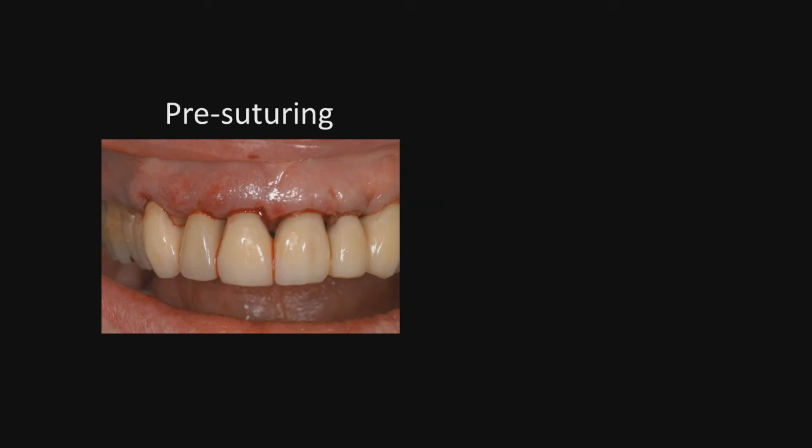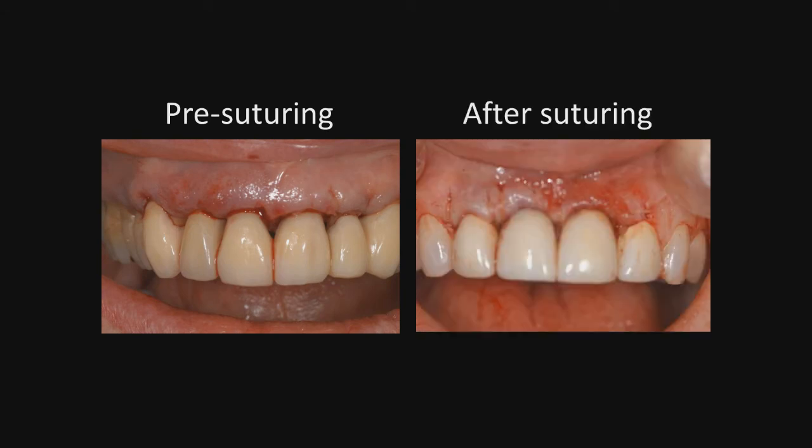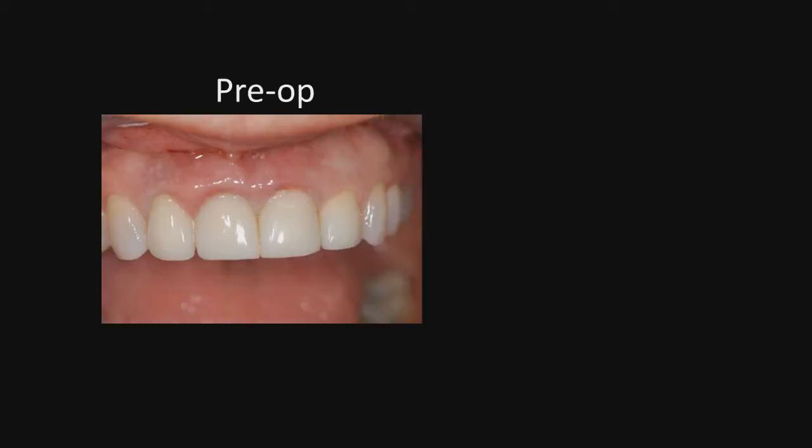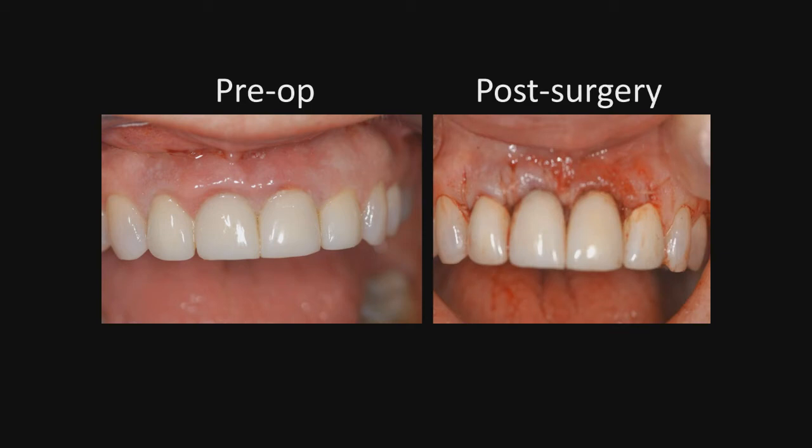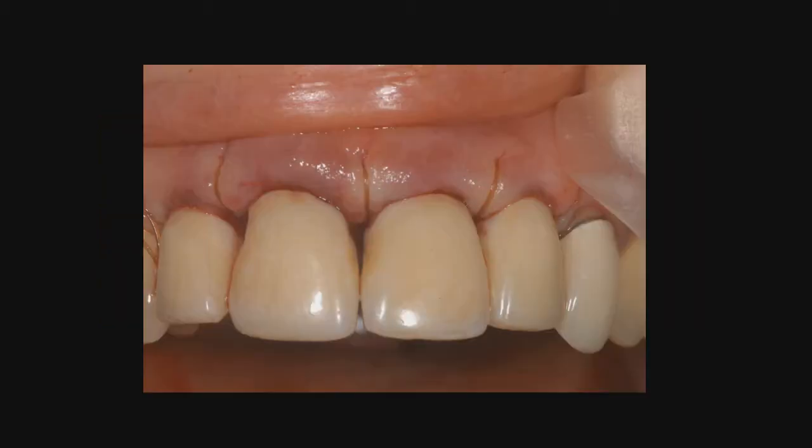So this is pre-suturing, and this is post-suturing on that, and we're going to see here the pre-op view and the post-op or post-surgery view, and you can see how we have exposed those teeth, and that papilla is going to come down 5 millimeters and fill that embrasure space.